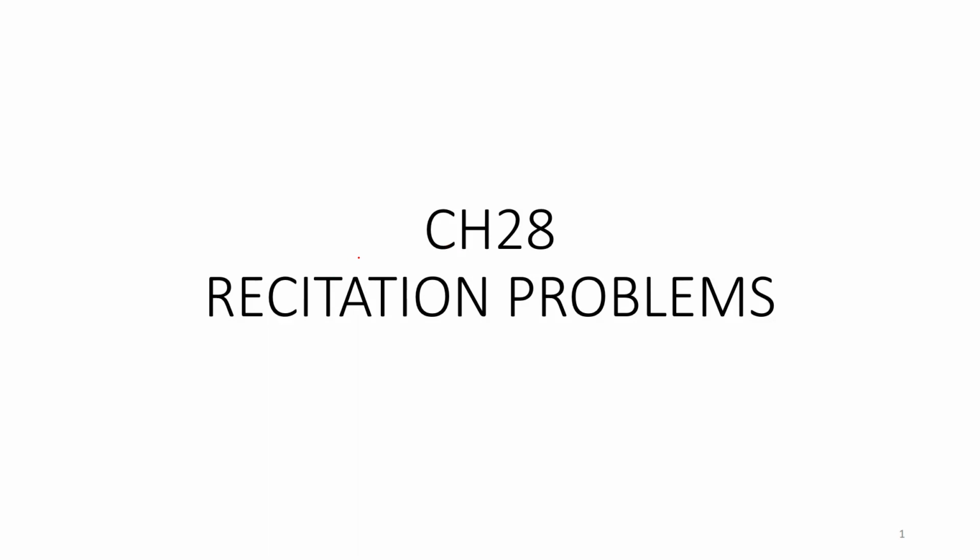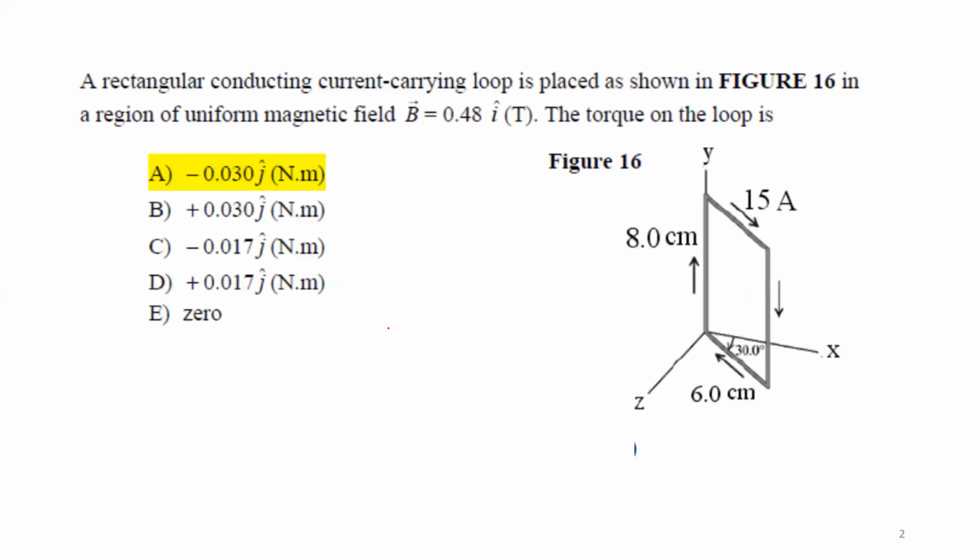Now, let's start with the first problem. We already solved this in class today, but let me just remind you what I said. Let's read the problem. We have a rectangular conducting current-carrying loop, and it's placed as shown in the figure below. Here you see the current going across my rectangular loop. The current is I equal to 15 amps.